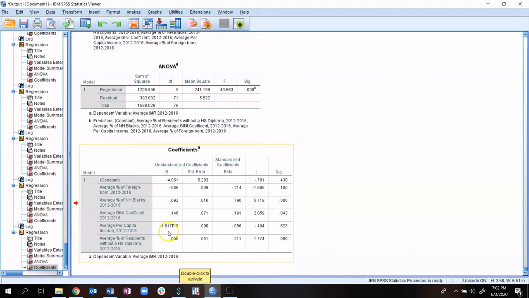And same with per capita income. Remember, per capita income was that finding where it was significant, but the coefficient was 0.000. And this number right here is less than 0.0. It is not significant, so we're not going to spend a lot of time interpreting that. But the initial relationship that we were unimpressed with because the coefficient was 0.000 goes away when we include percent high school without a diploma, Gini coefficient, non-Hispanic Blacks, and percent foreign born.